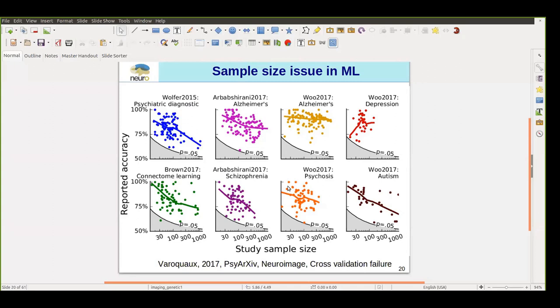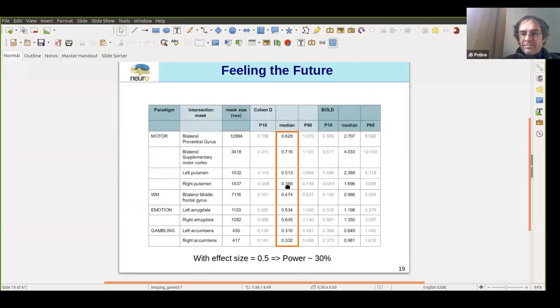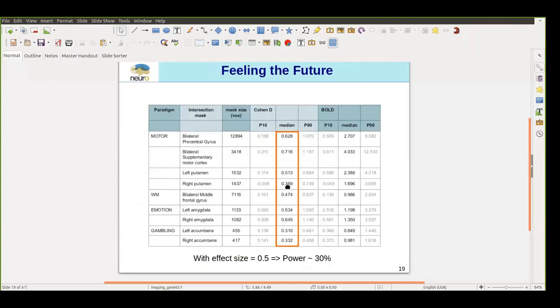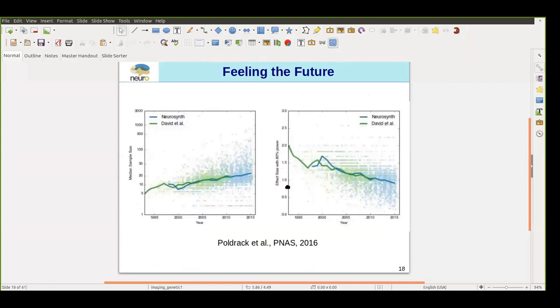JP, we had a question for the previous slide. Sure. Which is, why do we see a decrease in the second graph when the sample sizes are increasing?